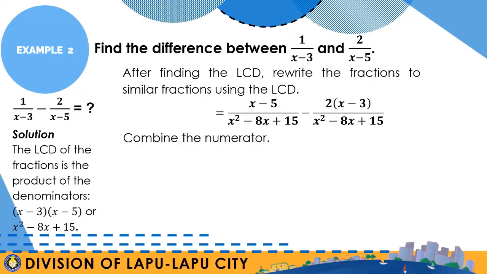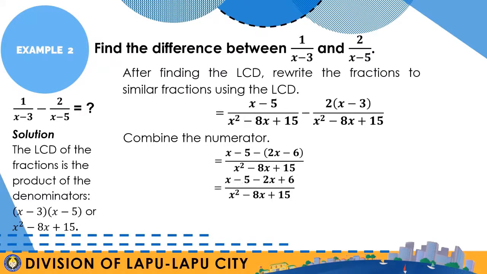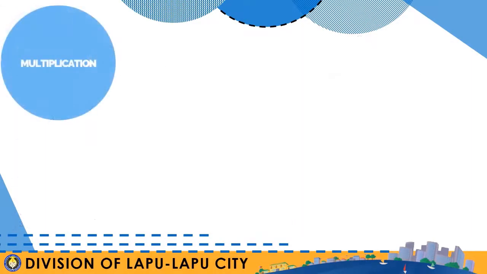Next, combine the numerator. x minus 5, minus the difference of 2x and 6. So, x minus 5 minus 2x plus 6. Therefore, 1 over x minus 3 and 2 over x minus 5 equals negative x plus 1, over x squared minus 8x plus 15. Now, let us proceed with the steps in performing multiplication of fractions and rational algebraic expressions.